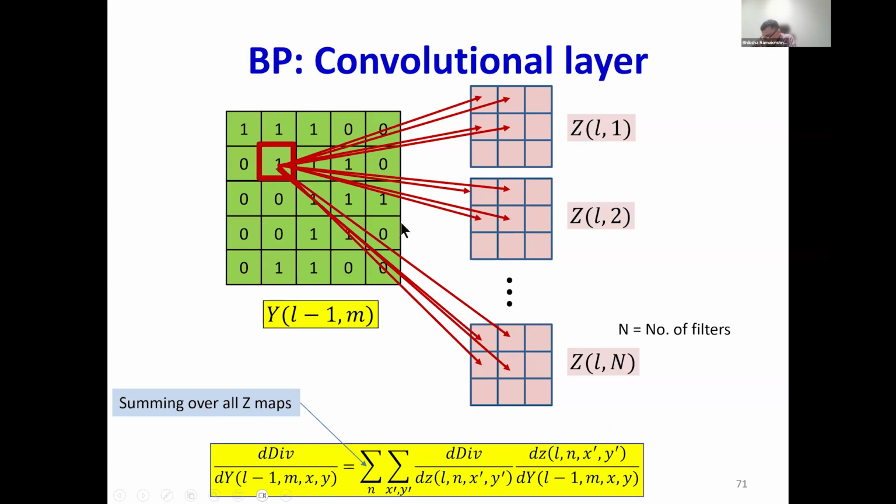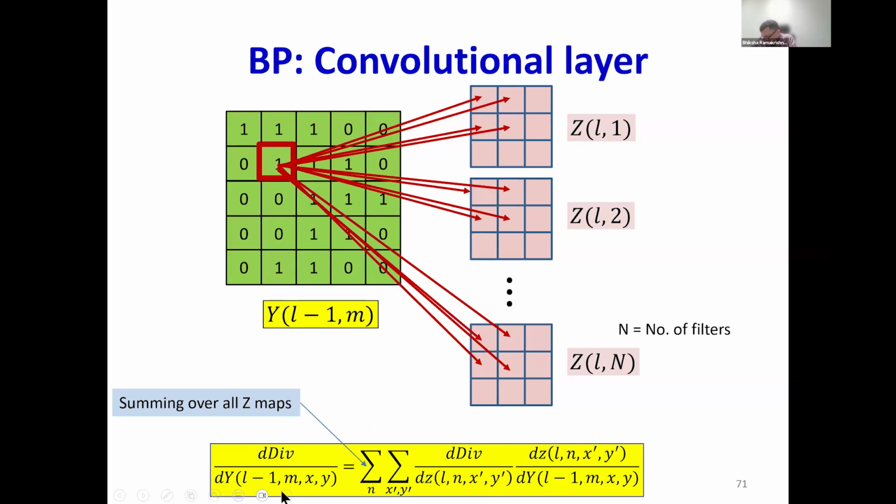And so, if I want to compute the derivative of the divergence with respect to this xy element of the input channel, I'm going to have to sum over all of the output affine maps. And within each of the affine maps, I'm going to have to sum over all of the elements. And at each element, I'm going to compute the product of the derivative of the divergence with respect to that element at x prime, y prime, times the derivative of that element with respect to this guy.